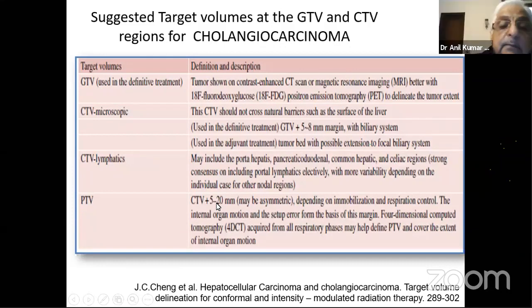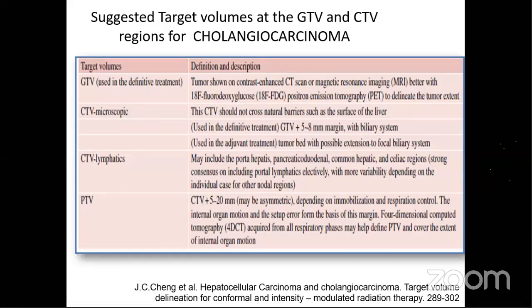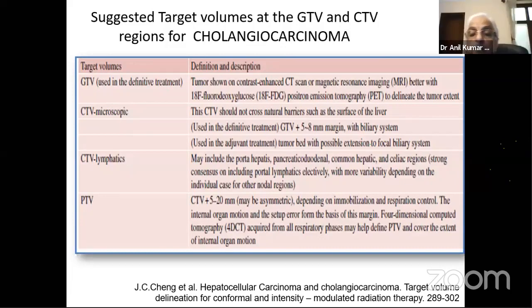Then PTV, same as we dealt with in HCC, same concept. Liver is moving, you are using a motion protocol or not. If you are using a motion protocol, then according to the exact track or RPM or abdominal compression, and if you are not using, then you have to draw a big PTV of around 1.5 centimeter, 2 centimeter, depending on the fluoroscopy report.